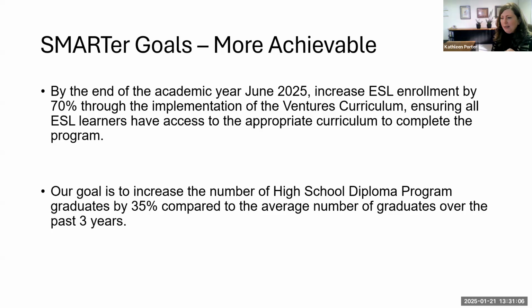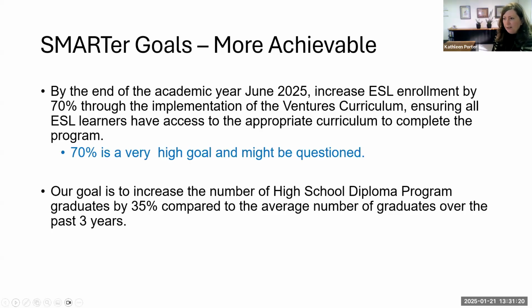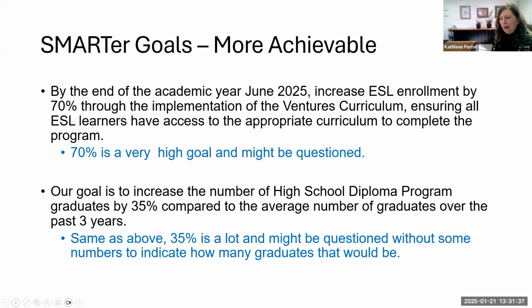Example number two, our goal is to increase the number of high school diploma program graduates by 35% compared to the average number of graduates over the past 3 years. So let's take a look at each of these. So 70%, I think we can agree, is a very high goal and might be questioned. And this next one, 35% is a lot and might be questioned without some numbers to indicate how many graduates that would be.